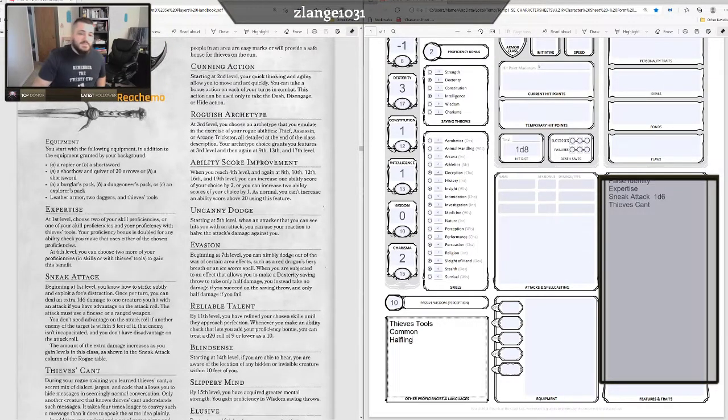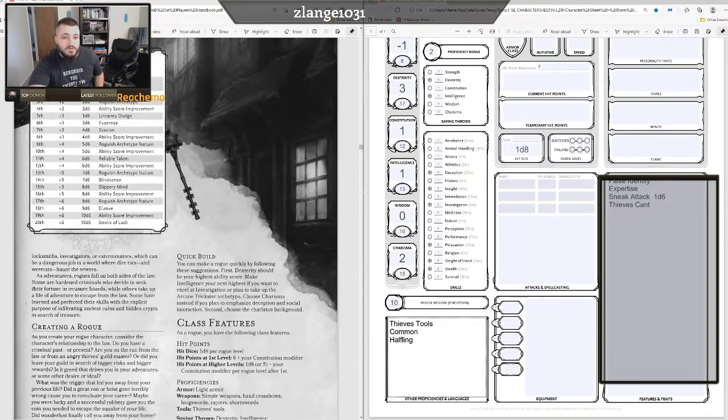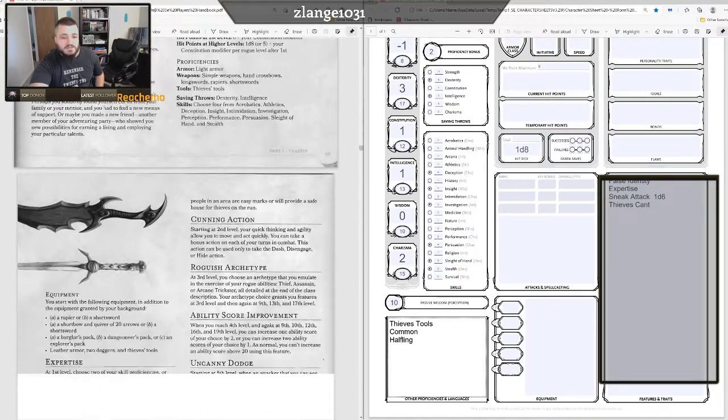So, at expertise, which we get more of later on. We have expertise at level 1. We have it again at level 6. I think that's it. I could be wrong. But it'll tell us in the actual description.